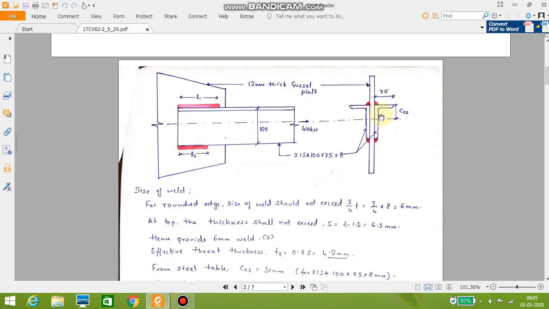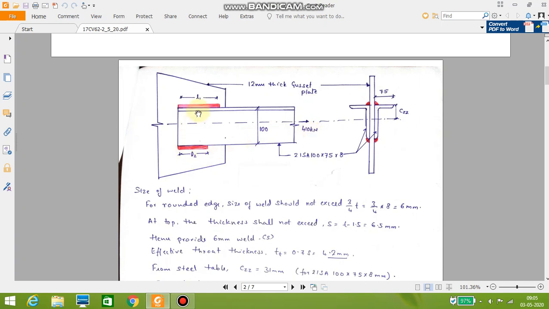So this is the leg. Longer legs are connected to the gusset plate. This is the gusset plate here, having 12 thick. These are the welds. The fillet welds are done on the four sides here. So in the front view, you can find only two sides. So here, this is the factored load 410 kilonewton applied.